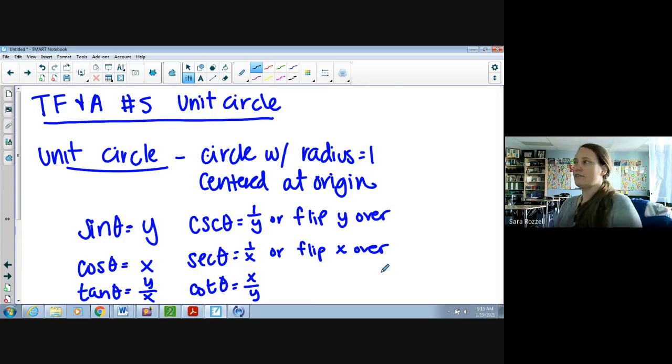So if we have these ordered pairs from our unit circle, which you'll just look on your unit circle and find them, you can follow this guideline. You know the sine is y, the cosine is x, the tangent is y over x. And then flip them to get your cosecant, secant, and cotangent.